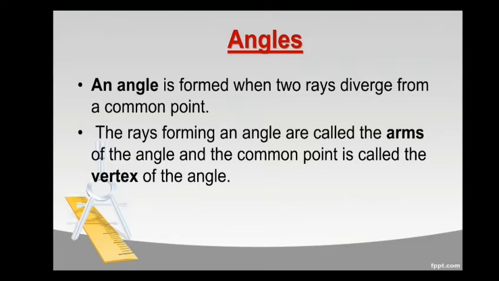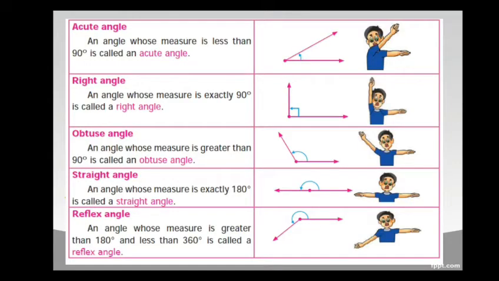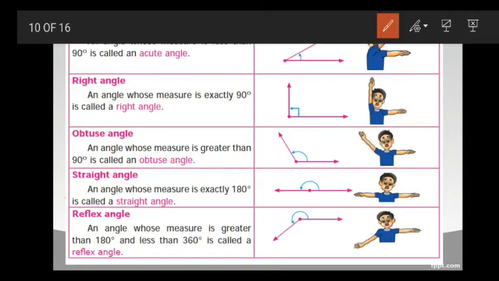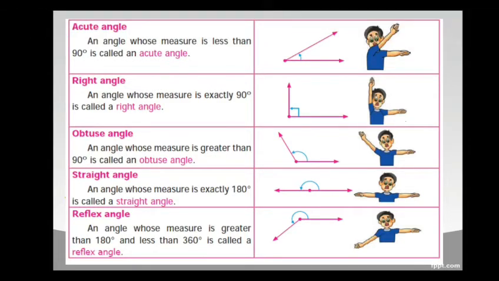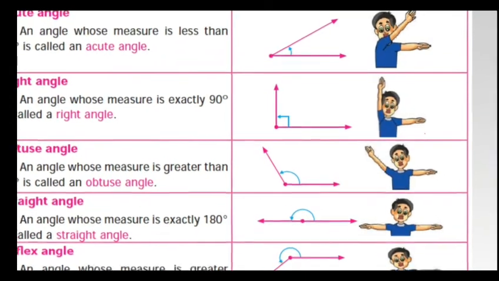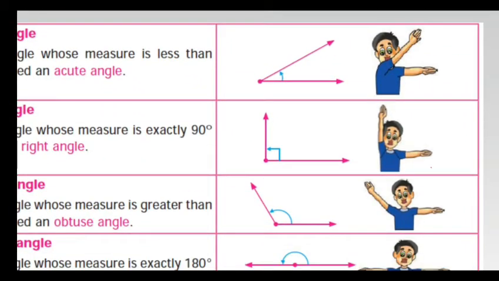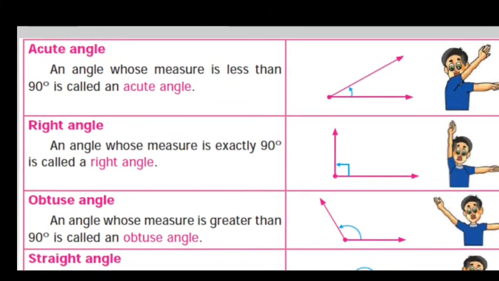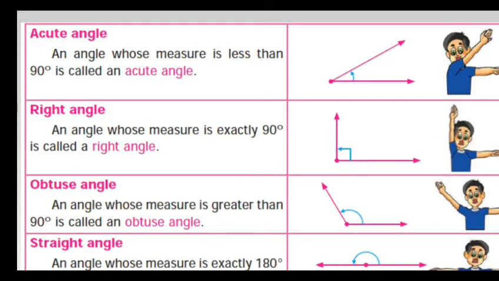Okay, so now we are going to see different types of angle. So here we have two rays diverging from a common point. Right, so all these are angles. In all the cases we will be having angles. See the first case where the angle measure will be less than 90 degrees. Angles are measured using a protractor, and when the angle between these two rays is less than 90 degrees, we call it an acute angle.